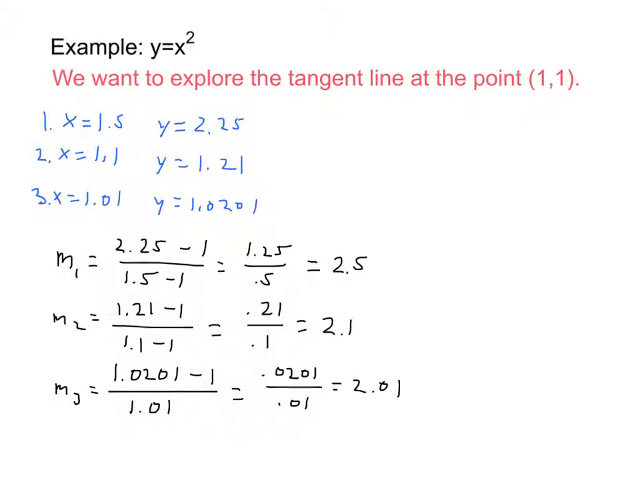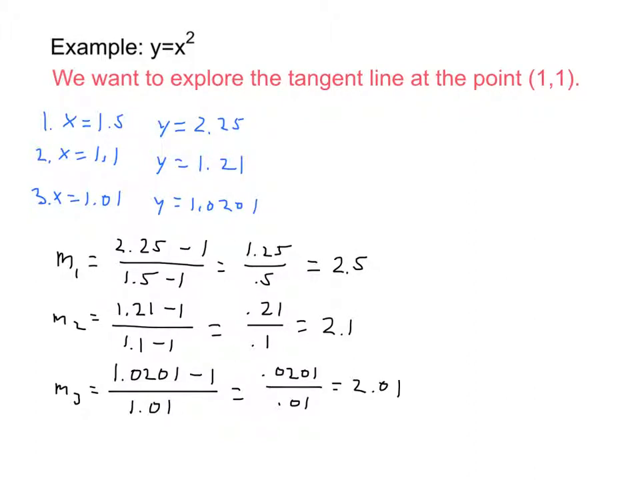And so what you can see is that as these x values are getting closer and closer to the x coordinate of my point of tangency, my slopes are also approaching a specific value. And that specific value in this case appears to be 2. So based on what we see here, we might say that the slope of the tangent line is 2.